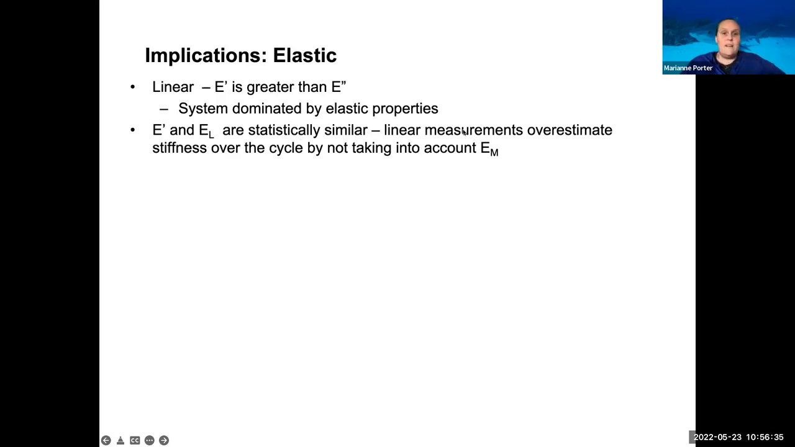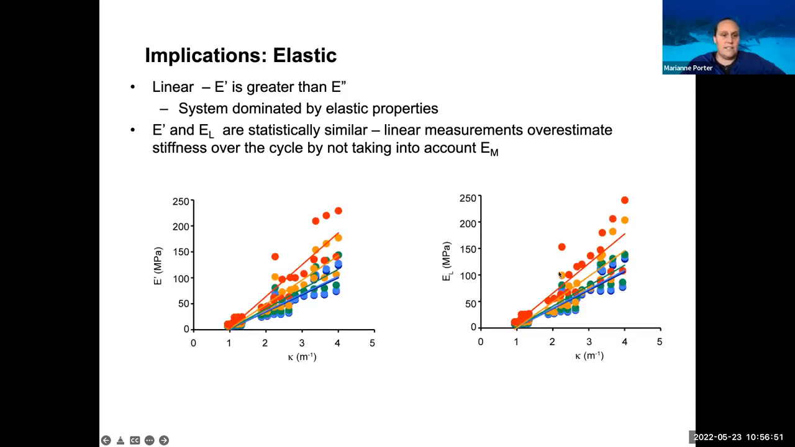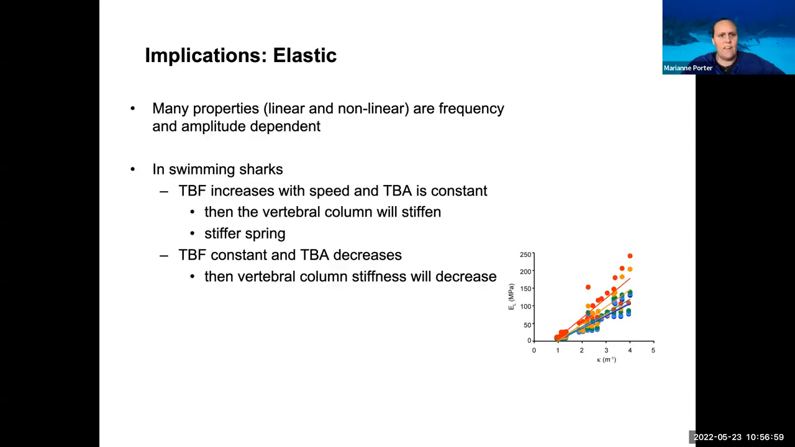But our linear measurements ended up actually overestimating the stiffness of the cycle because they didn't take into account the stiffness at minimum strain. So that's one of the powers of this framework and this methodology, is it does allow us to look in more depth at what's going on there. And so here's examples of this. Here's our storage modulus again, and our modulus at least or largest strain. And what we ended up finding in terms of the elastic properties is many of the properties, both the linear and nonlinear, ended up being frequency and amplitude dependent.